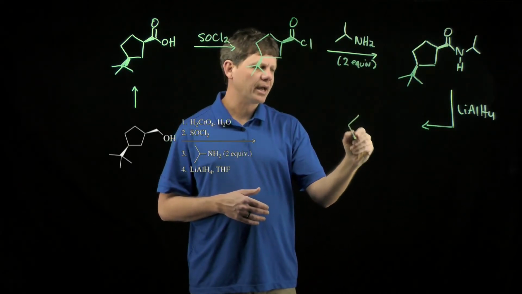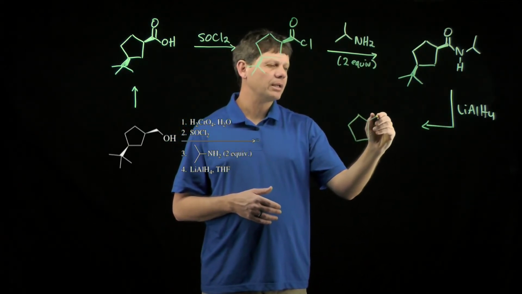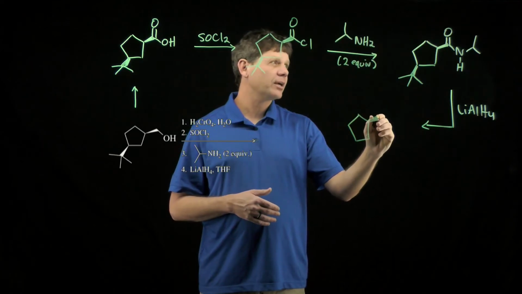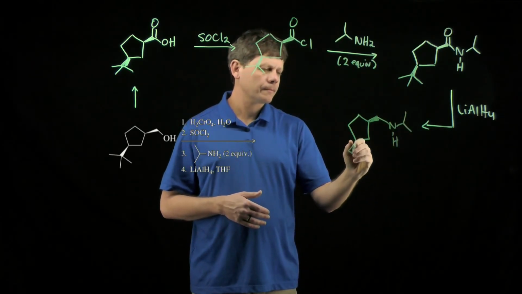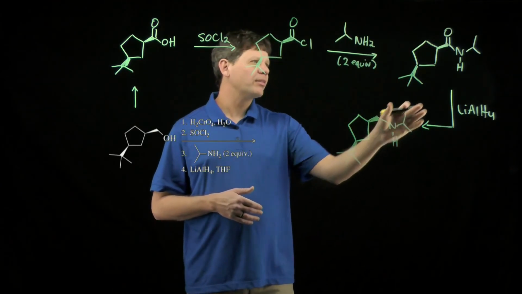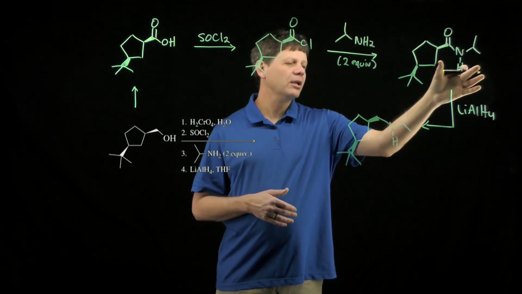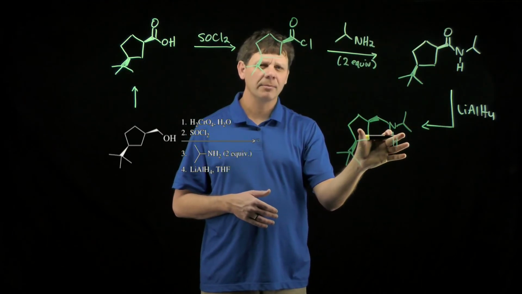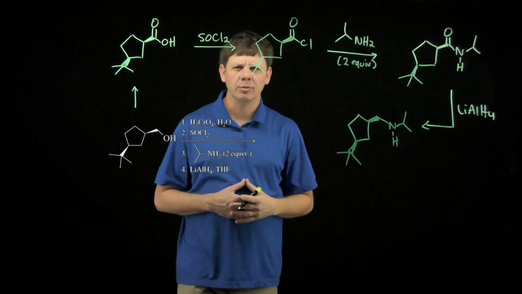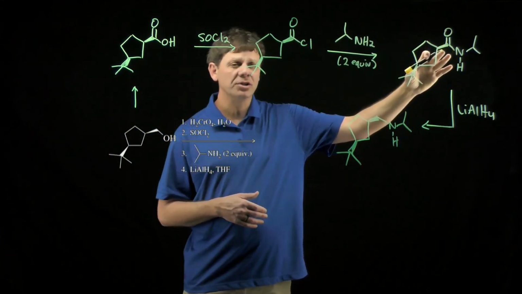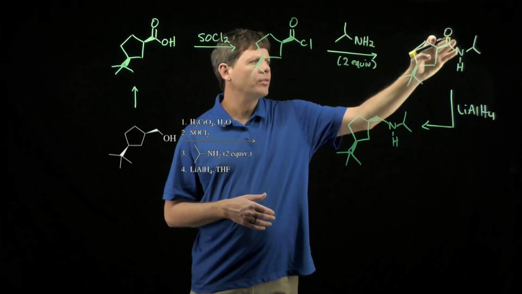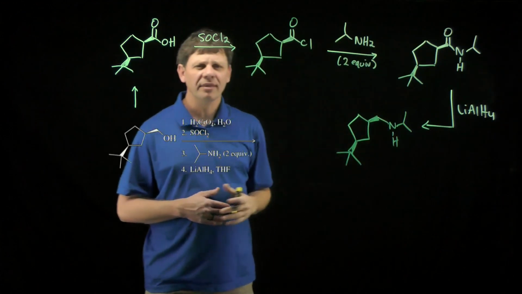Let's draw that product to see what type of amine we make. Add two hydrogens there. And so we end up with this amide here giving us the secondary amine when the carbonyl is reduced. Again, note that in the reduction of amides, we replace both carbon-oxygen bonds with hydrogens.